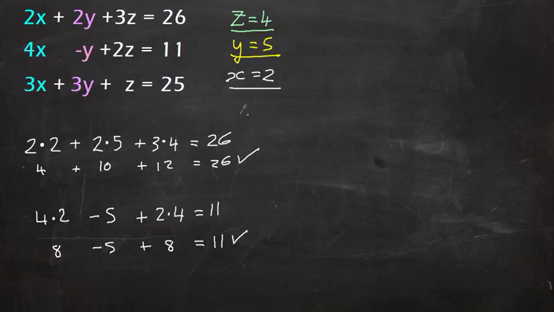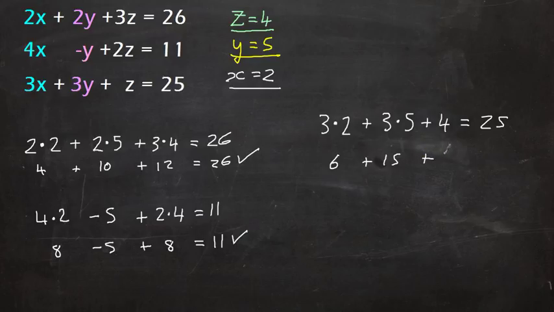You may as well do the last one. 3 lots of x is 3 lots of 2, added to 3y is 3 lots of 5, plus 1 lot of z equals 25. Is that right though? We've got 6 plus 15 is 21, plus 4 is 25. Good. Or you could have said 4 plus 6 is 10, plus 15 is 25. So all of these are definitely correct.